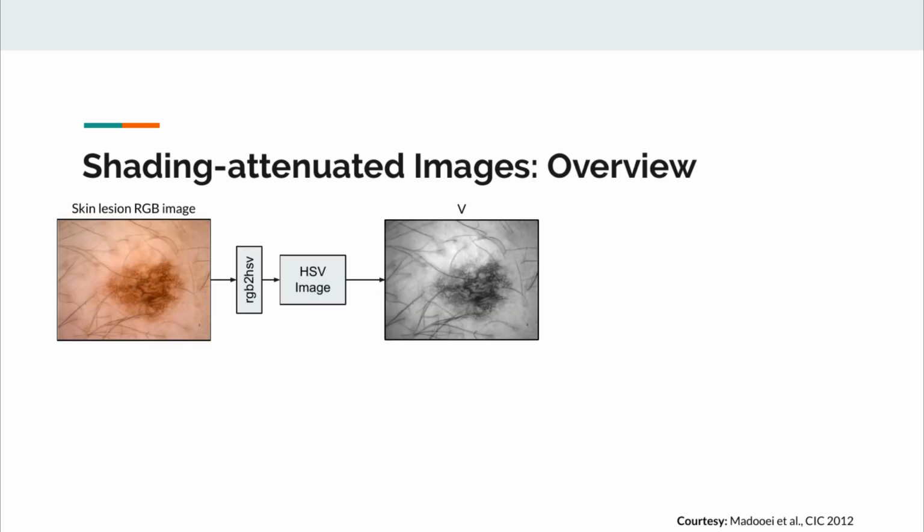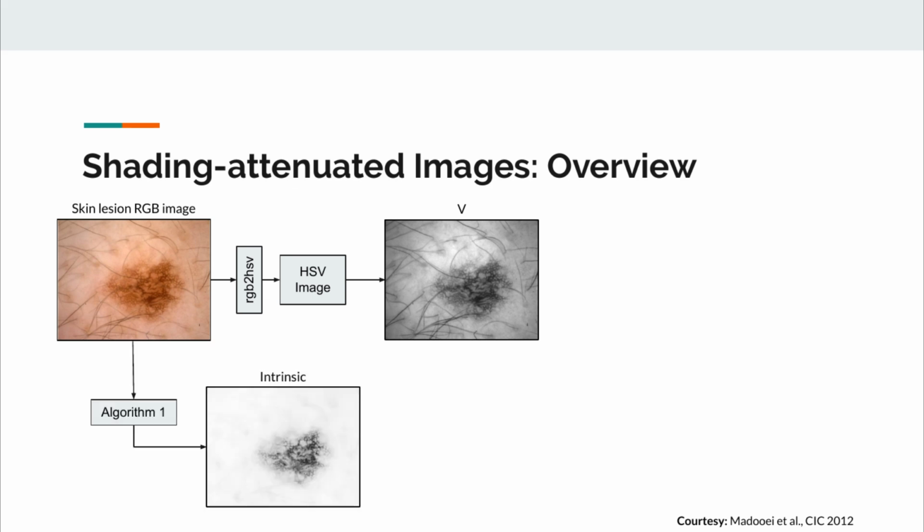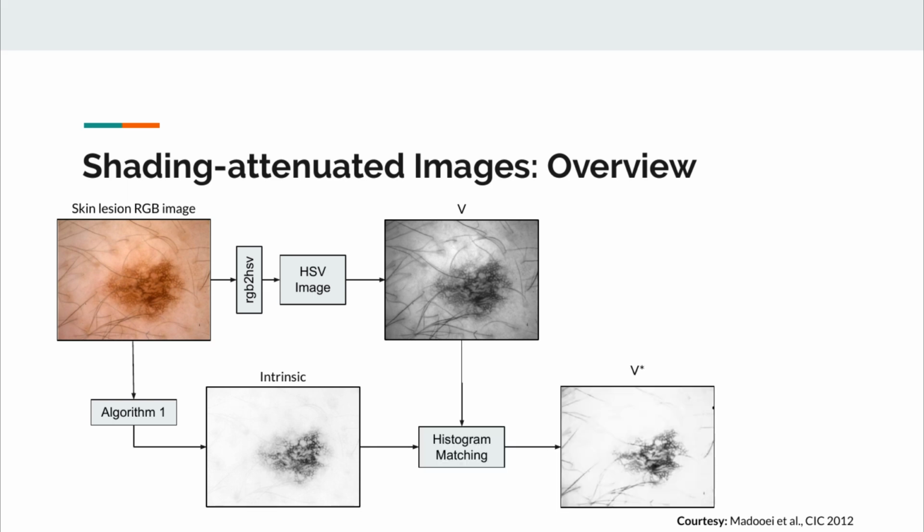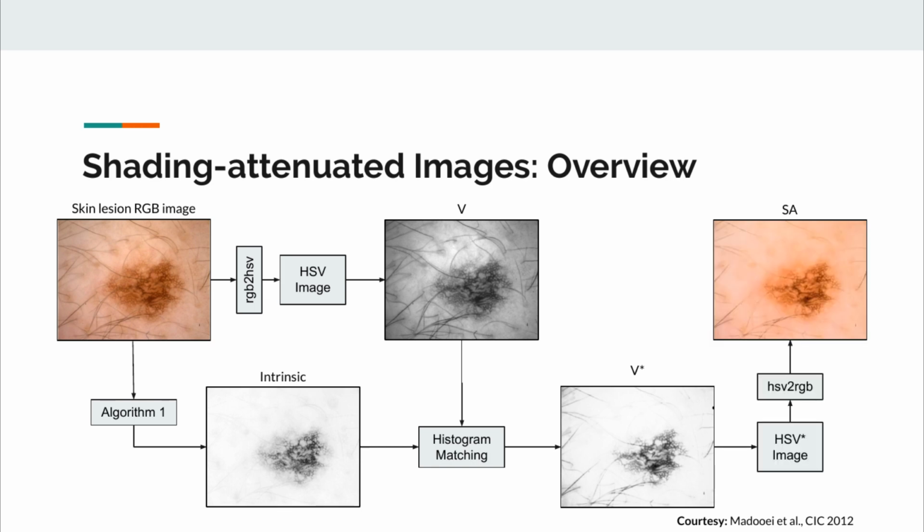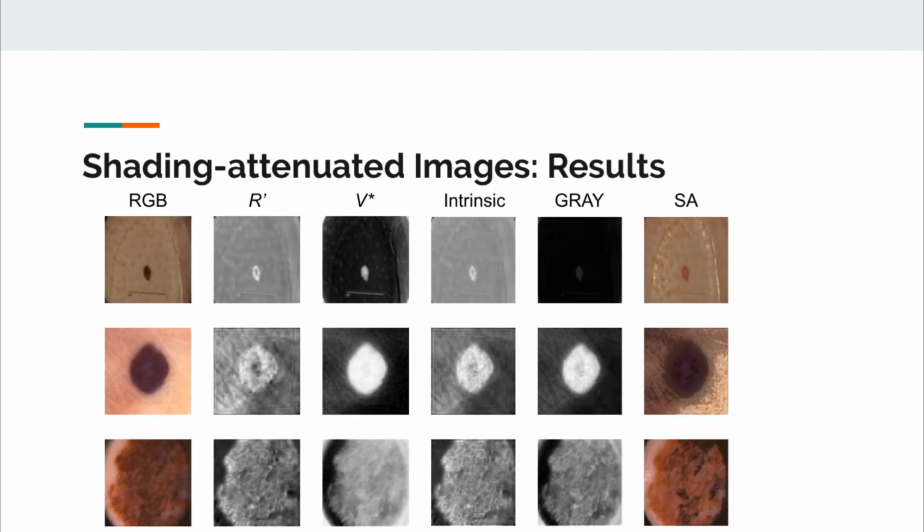Here is an overview of the approach. Given an RGB image of a skin lesion, we obtain its HSV representation. We also estimate the intrinsic image for the lesion and use histogram matching to match the value channel from the HSV image to the intrinsic image. We then replace the value channel in the HSV image with this new histogram matched value channel and convert the image back to the RGB color space, giving us the shading-attenuated RGB images. Here are the shading-attenuated images, denoted by SA, for the same 3 skin lesion images.